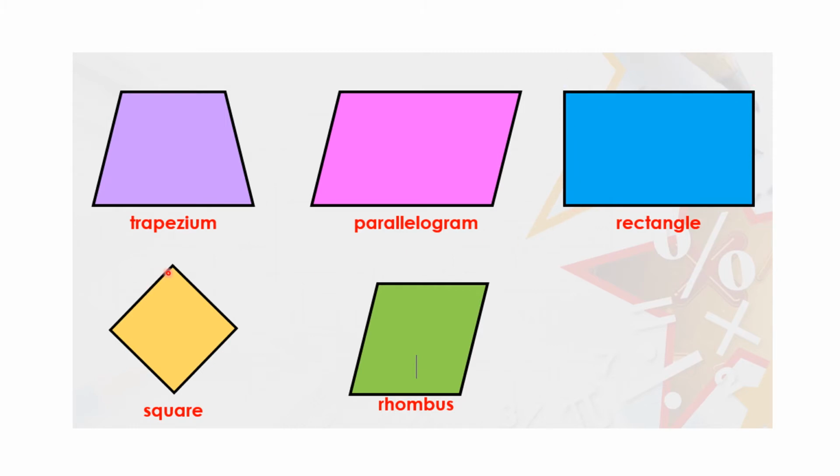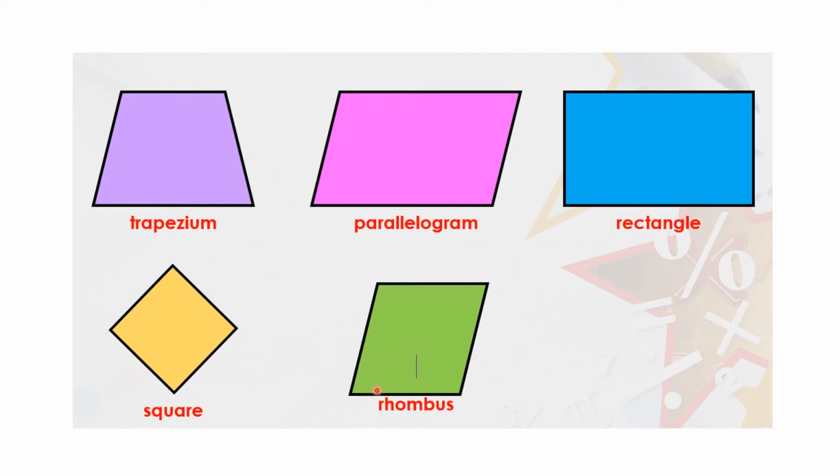Then we have the square. All four sides are of equal length. It has 4 right angles. And it has 2 pairs of parallel lines.